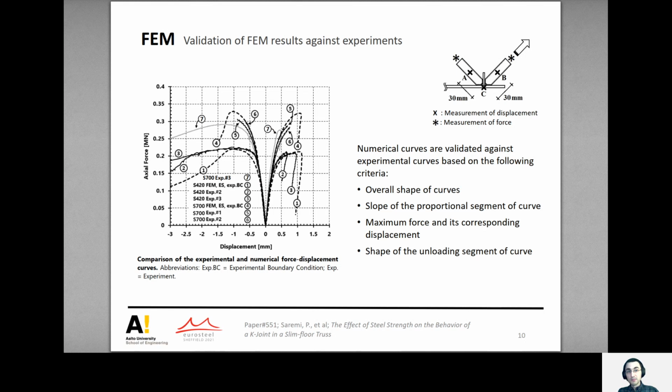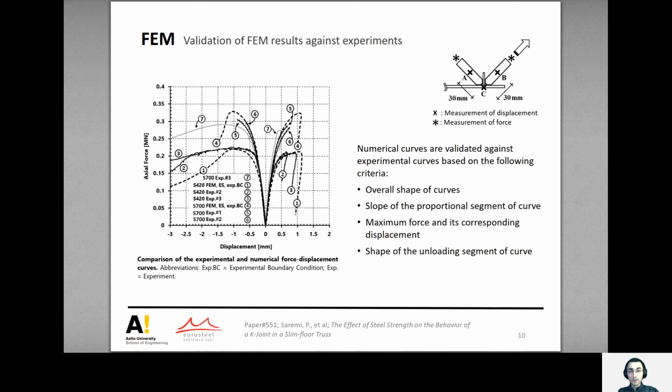For validation, we use force displacement curves received from the experiments and from the finite element models. The force values are received from the brace ends as marked with asterisks in the top right image. The displacement values are measured as the deformation between the locations marked with crosses in the same image. In the left figure, the curves with positive displacement values are results from tension braces, and the curves with negative displacement values are results from compressed braces. The curves with dashed lines are from finite element models, and the curves with solid lines are from experiments.